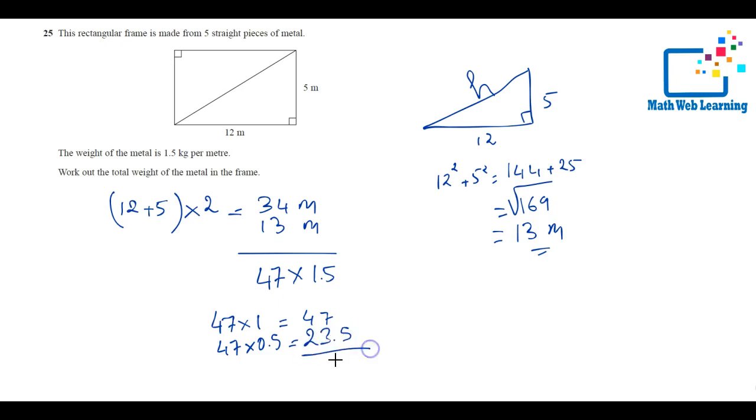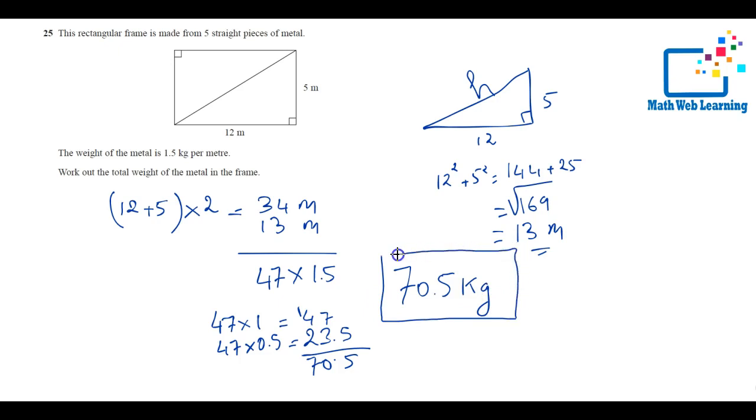All right? Add the two together: 5, 10, and 7. So the answer is finally, where would I want to write it down? I'll write it down here, 70.5 kg. And that is your answer. Okay, next question is question 26.